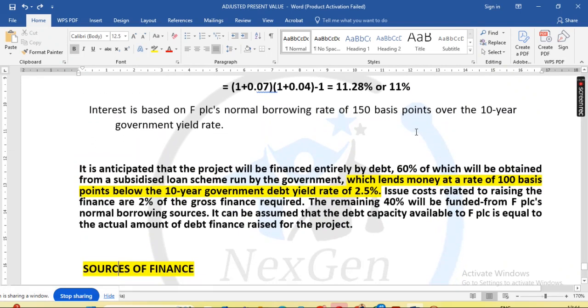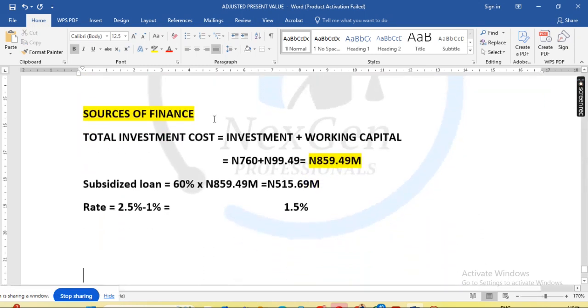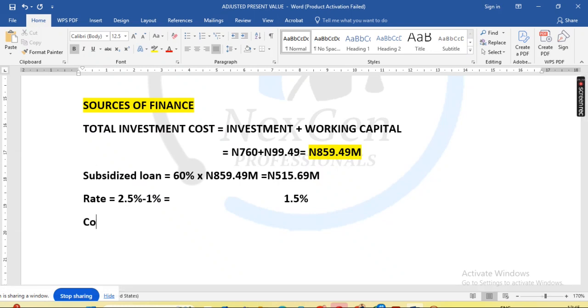Now, we're told that the remaining 40% will be funded from FPLC normal borrowing sources. What is the normal borrowing sources? Your normal borrowing source is commercial debt. Don't forget, 60% will be financed by subsidized loan. The remaining 40%, normal borrowing, is through commercial, automatically through your normal commercial bank. Apart from government, it's bank. So 40% will be financed through the normal borrowing sources.